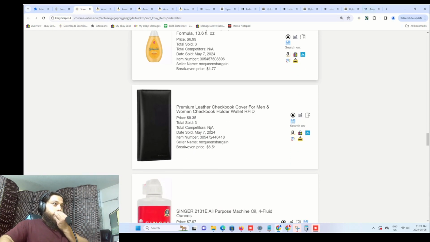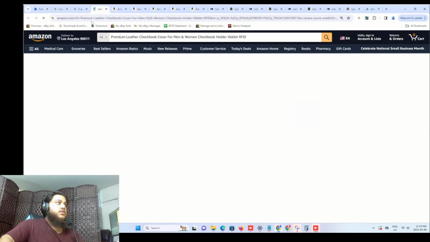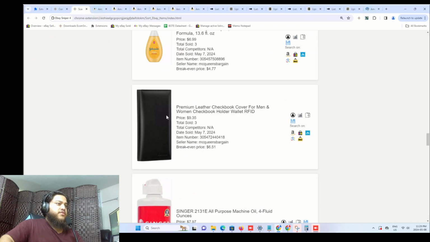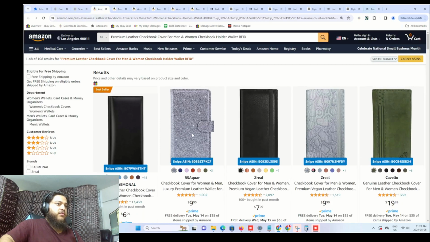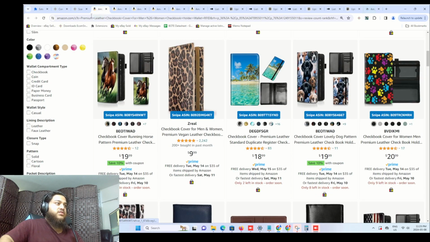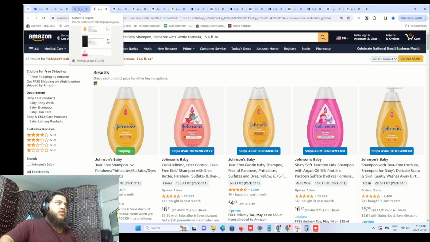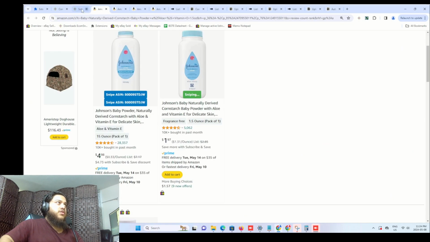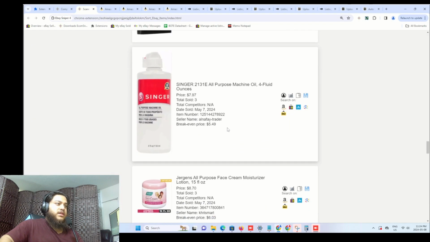Alright. So let's go ahead and take a look at this checkbook cover. 935, 651 is what we're looking for. 699, I don't like it. It's not gonna work for me, so I'm gonna exit out of this one. Alright, so we can close this one. Let's go ahead and take a look at this.